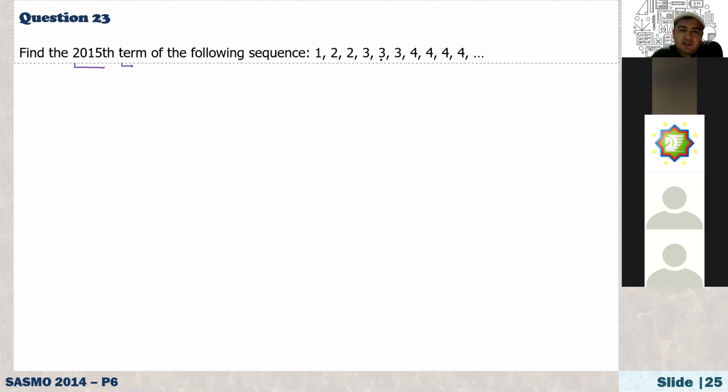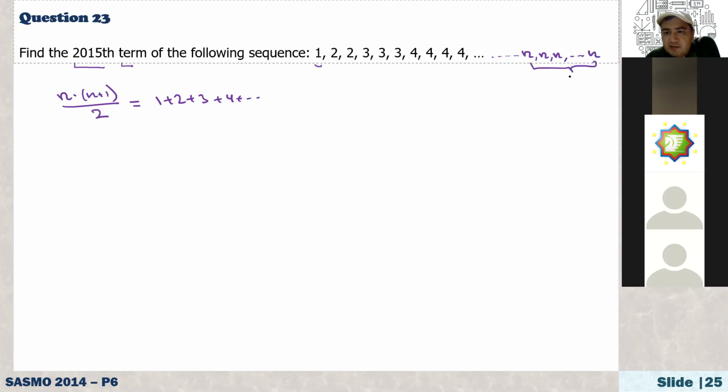Okay, because here what's going on, right? We just continue here, and we should just guess. We know that actually 1 is written once, 2 is twice, and 3 three times, right? For 2015, if I calculate for some number n, n times n plus 1 over 2. Because what is this? It equals 1 plus 2 plus 3 plus 4 plus and so on. So after some number n, it is written n times. I'm just counting how many digits we have here.